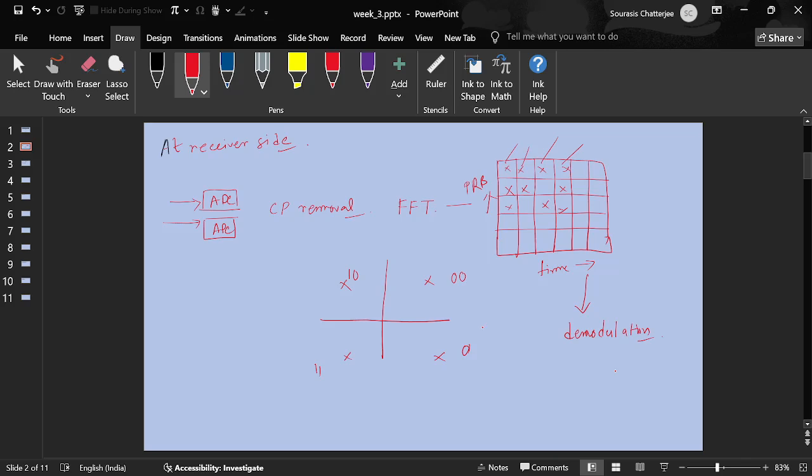So in demodulation, what do you exactly do? We try to retrieve whatever is being transmitted, right? So how do you do that? Let's say I am transmitting this one here, 00, for any particular resource element. Am I supposed to get the received symbol also in exactly this position?